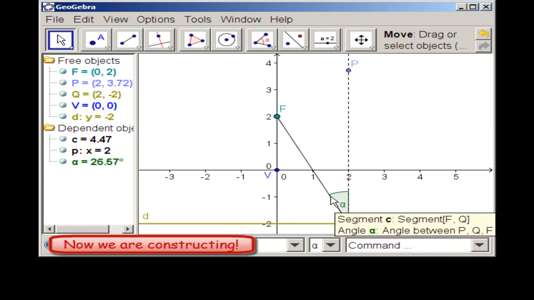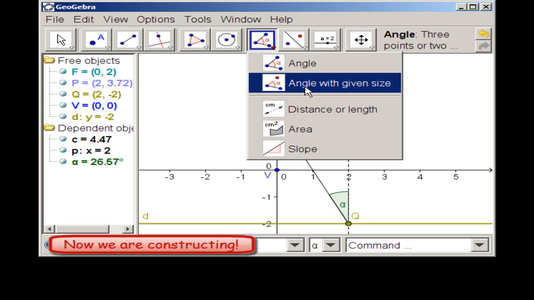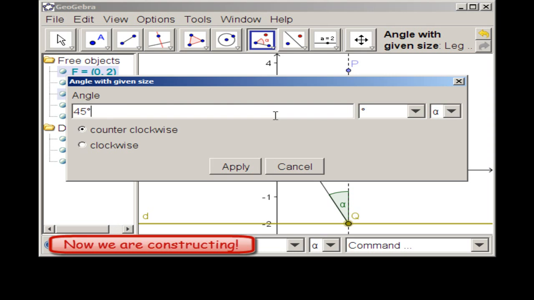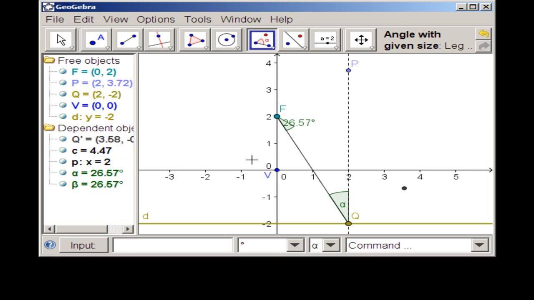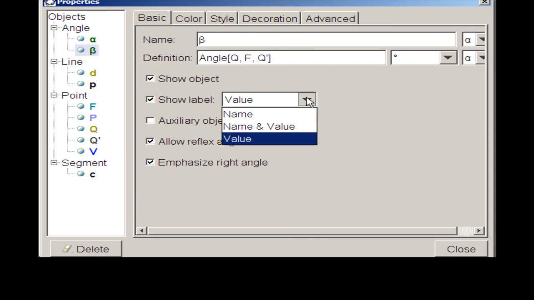And now we're interested in making that same angle coming off this way. Now we need an angle with a given size. The given size is going to be alpha. The bottom right hand, the vertex, erase the 45 that we don't need, click on alpha, apply. And there's our angle that's the same. Let's make it look nice. Up to 60. Put the name in there and not the value.